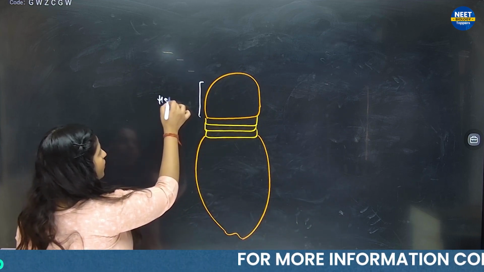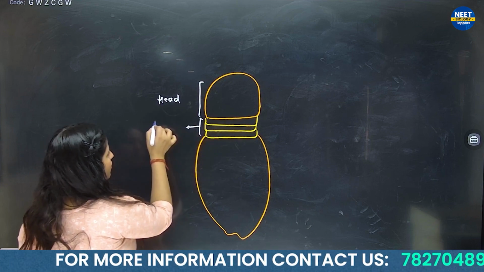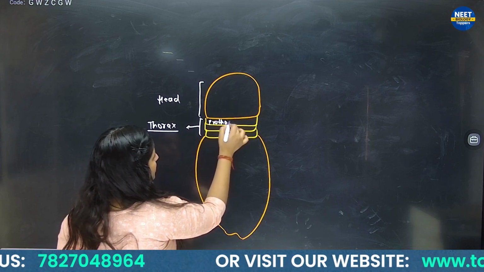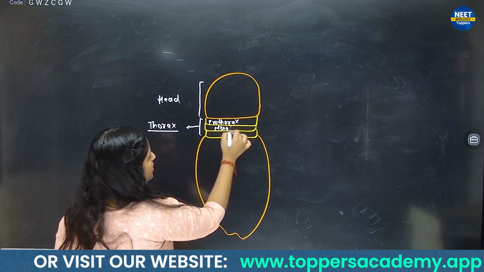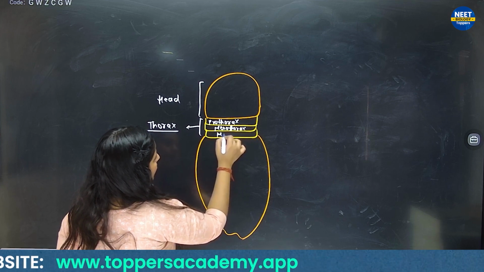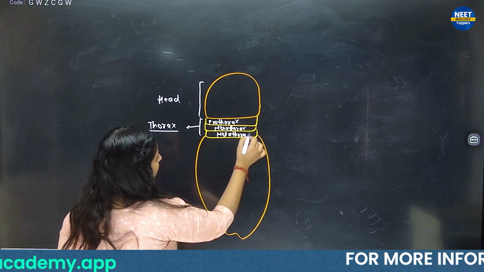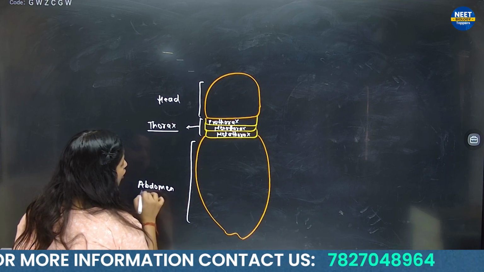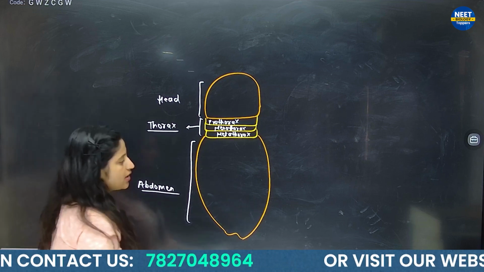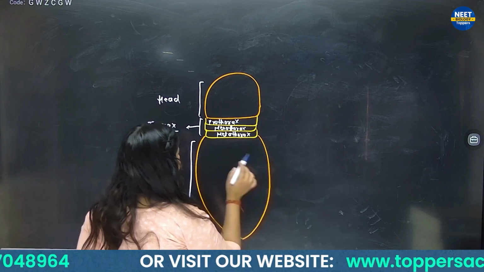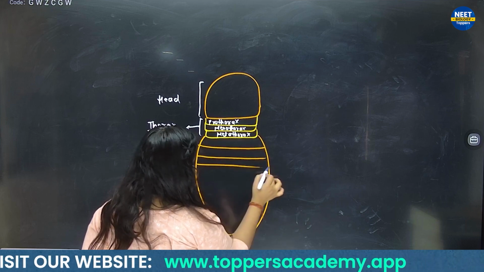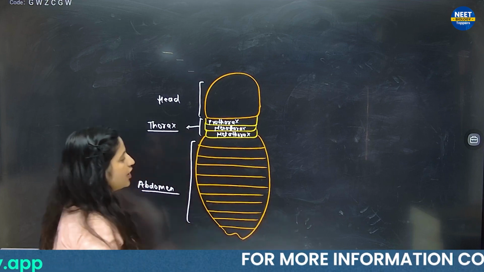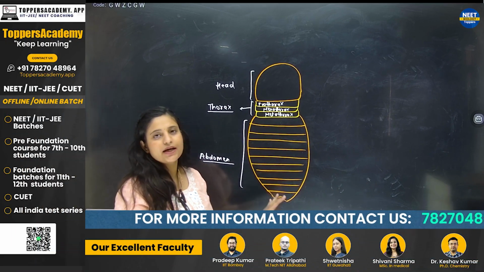This is the head. Next, this is the thorax. And the thorax has how many parts? Three parts. Suppose this is the prothorax, this one is your mesothorax, and this one is the metathorax. And next, this part is known as the abdomen. In the abdomen, how many segments are present? Total 10 segments are present. So I am marking here segments 1, 2, 3, 4, 5, 6, 7, 8, 9 and 10. Total 10 segments are present in their abdomen region.